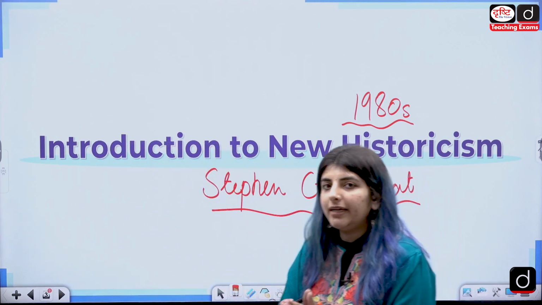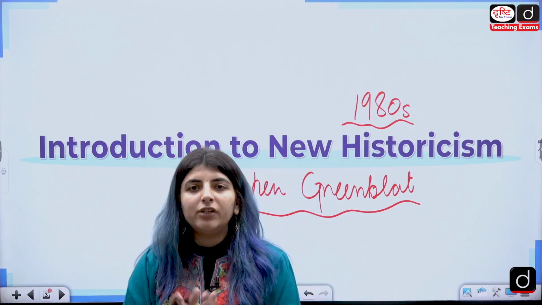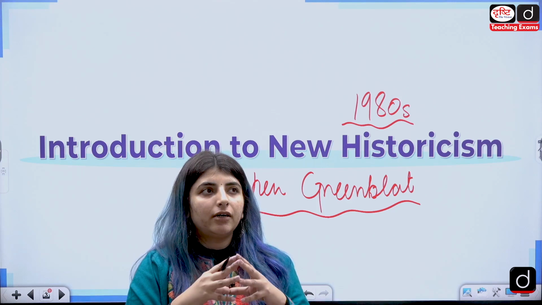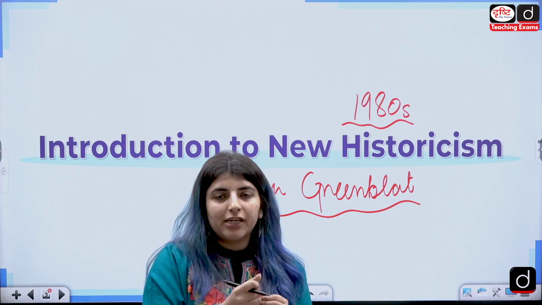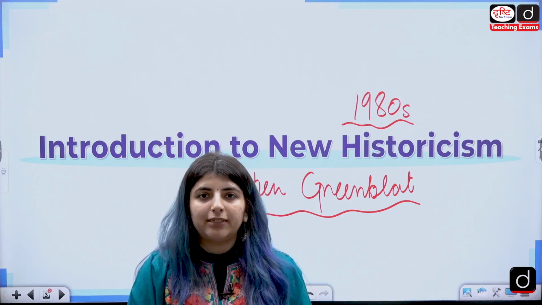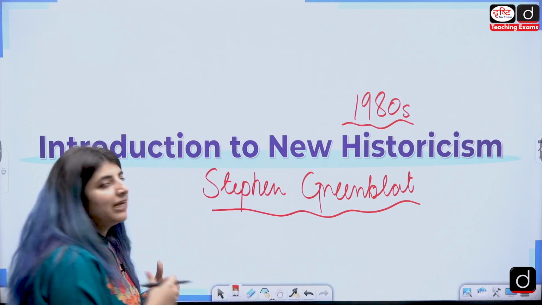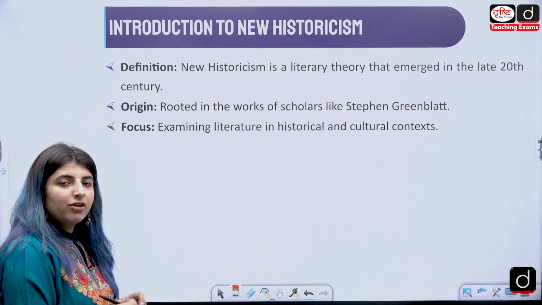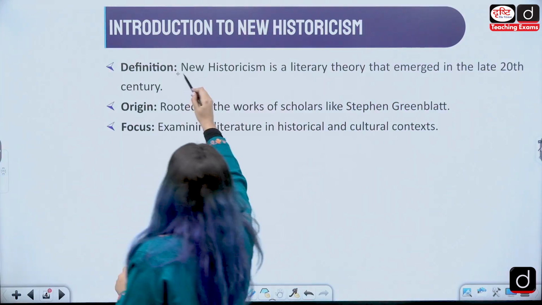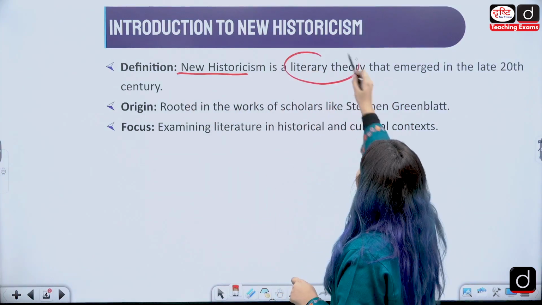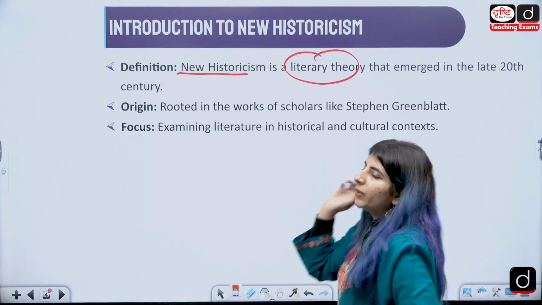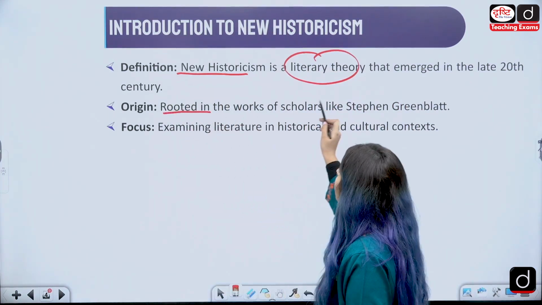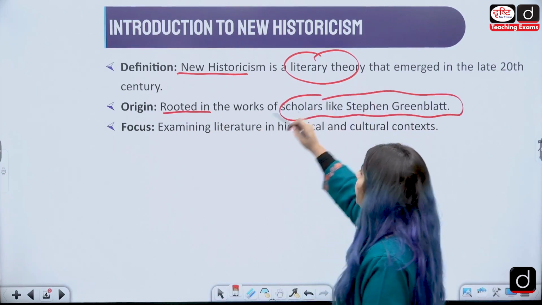Literary theory in English literature holds a very important place because of the thinking and thought process that comes with new historicism. How come? Let's first talk about the introduction. New historicism is a literary theory that emerged in the late 20th century, I told you, the 1980s, rooted in the works of scholars like Stephen Greenblatt.